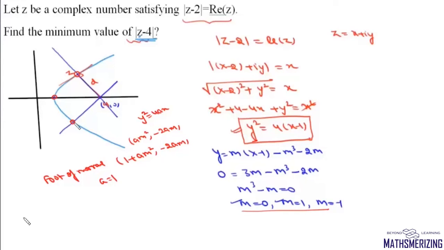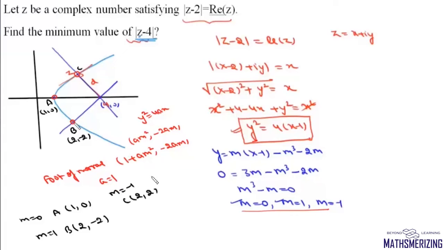So we'll take m as 0. We'll get this point as, say, A, and it will be simply 1, 0. If we put m as 1, then we'll get this point, say B. So a is 1 and m is 1. So it will be 2, -2. So B is 2, -2. And then we'll find this point which is C when the value of m is -1. So we'll put m as -1. We'll get this point C as 2, 2. So this point will be 2, 2.